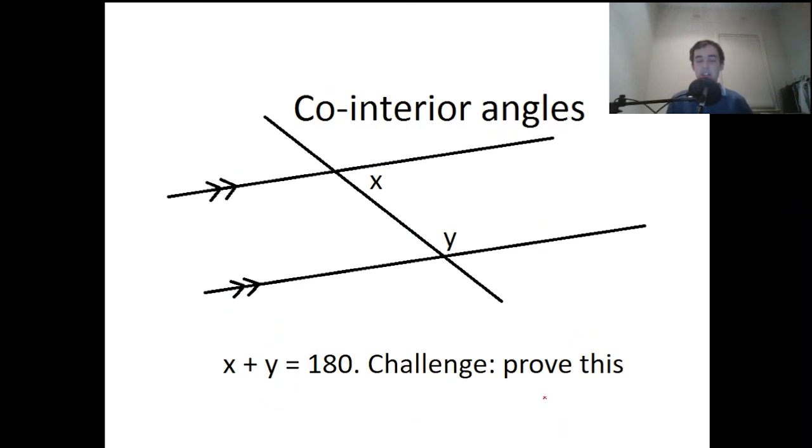Okay, so the next one is co-interior angles. We've got another proof challenge. If you would like, pause the video and try and prove this one. But really quick, firstly, if I write a little A here, then we know that X equals A because that's alternate. That's what we just did. And we also know that A plus Y equals 180 because that's supplementary.